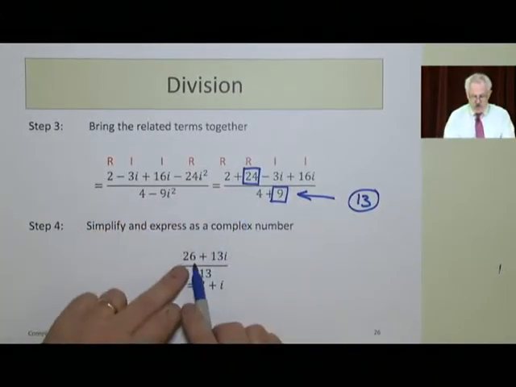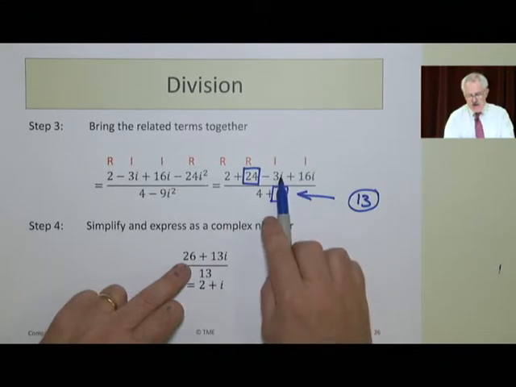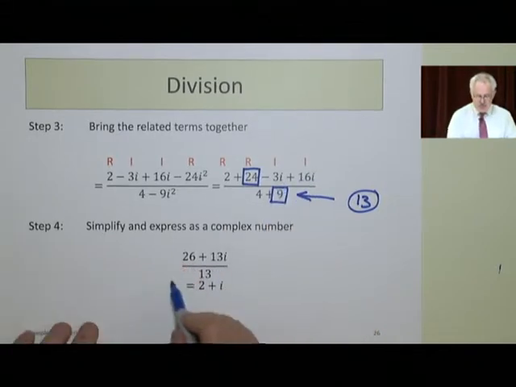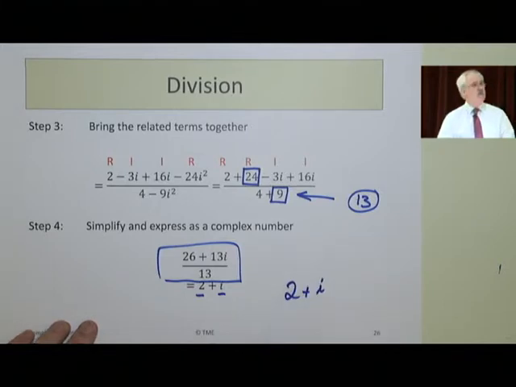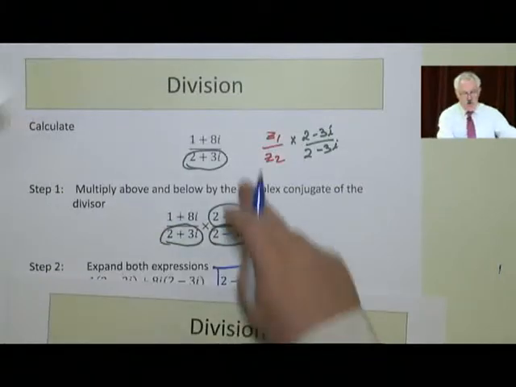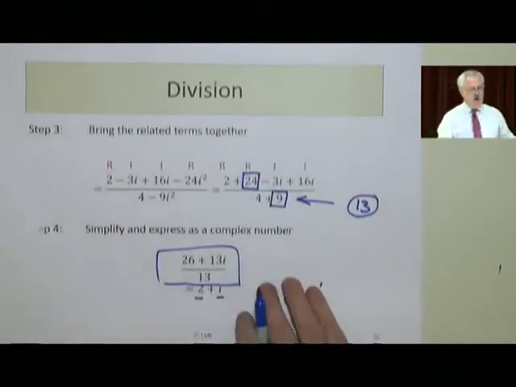On the top, I grouped them together. 2 and 24 gives me 26. 16i minus 3i is 13i. 26 plus 13i over 13, I can now just divide in the bits one at a time. That's a pure number. 13 over 26 is 2. It's 26, and 13 into 13i is i. 2 plus i. So effectively I managed to divide 1 plus 8i by 2 plus 3i.